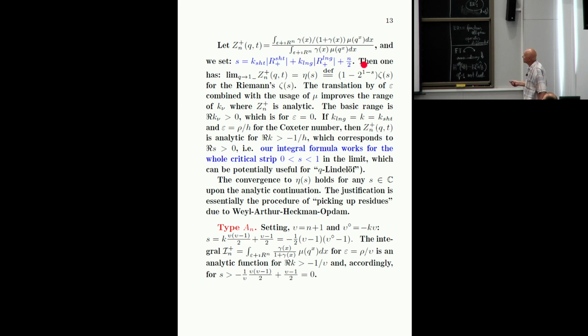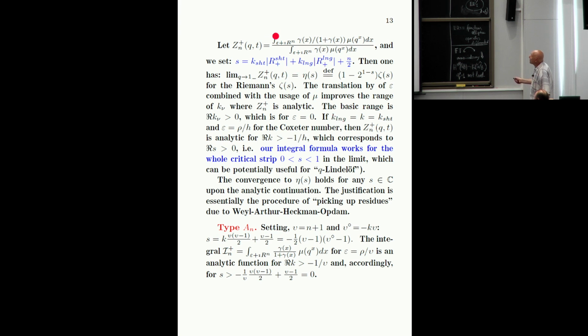The limit nicely exists, and it is exactly the eta function. The eta function, by definition, is (1 minus 2 to the minus s) times zeta of s here. So what is s? It used to be s k plus 1/2, but now it is like this. Then, surprise.